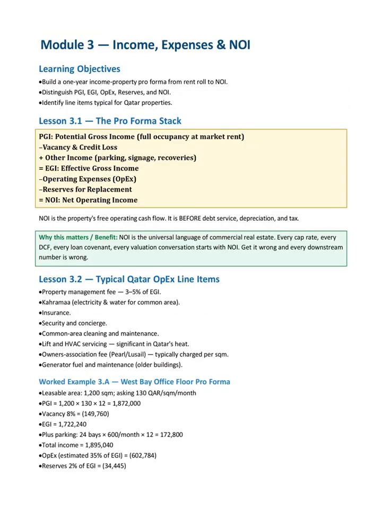This page is Module 3, Income, Expenses, and net operating income. Learning objectives: build a property pro forma, identify gross income, operating expenses, and reserves, and reach NOI. Lesson 3.1: The pro forma stack. Lesson 3.2 lists typical operating expense line items: security, utilities, repairs, insurance, and management. Then worked example 3 starts a West Bay office floor pro forma showing potential gross income, additional revenue, and expense detail.